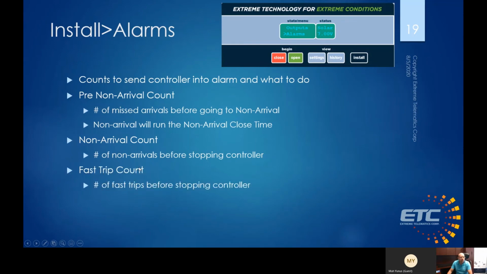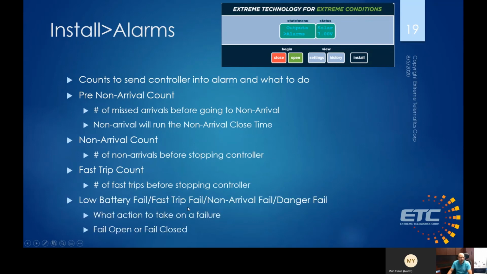Fast trip count: how many consecutive fast trip events are you willing to take before you shut in the well? It's the same as the non-arrival count and the pre-non-arrival count. You have to have a set number of consecutive events before taking actions. So in all of these cases, like the non-arrival count and the fast trip count, once we hit those, we're stopping the controller. And then you can determine when you stop the controller for these things, or on a low battery, or on a danger arrival, what action to take.